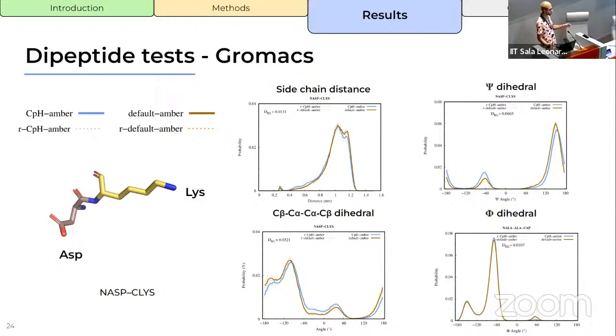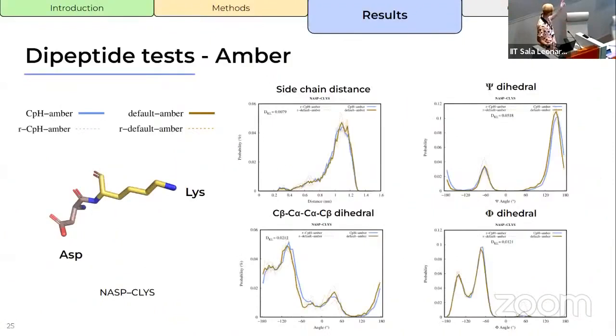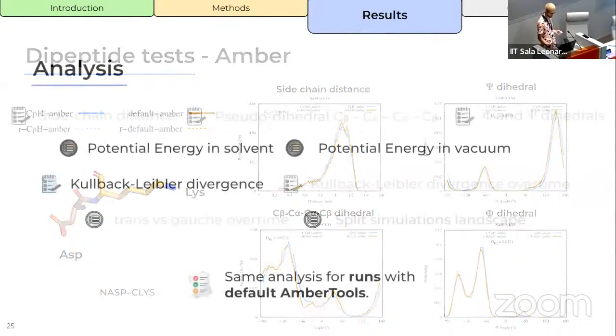And we do this for the different analyses, and we see that there's a very good overlap between the two things, the two charge sets. And these were the GROMACS simulations that I showed you. And in AMBER, exactly the same thing happened. So we have a very good overlap between the two different charge sets.